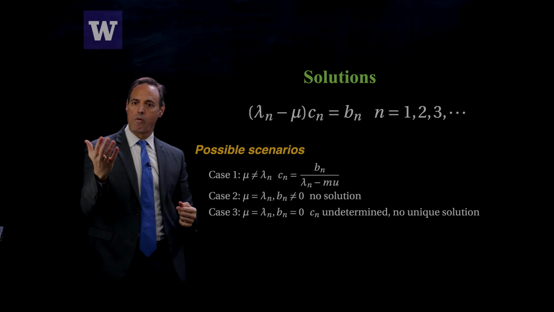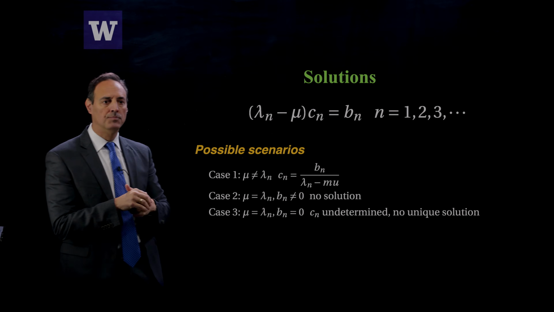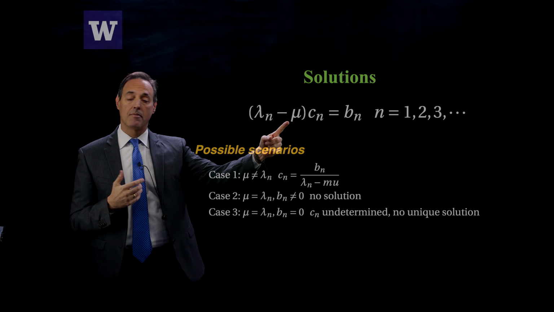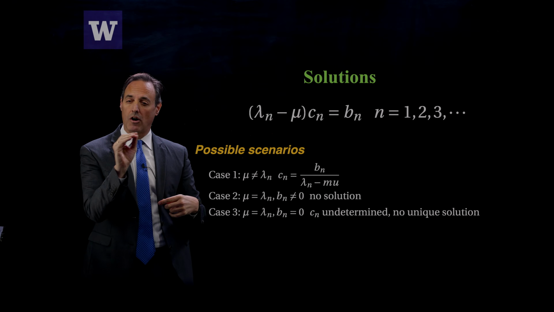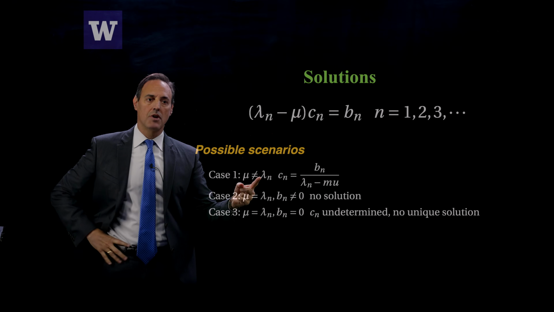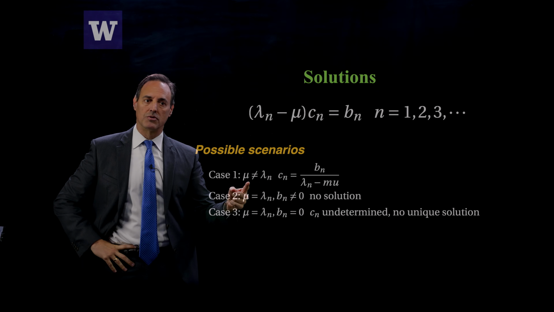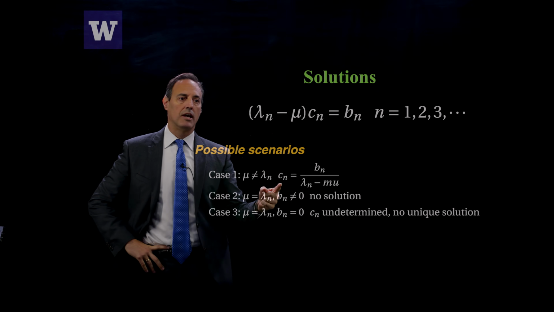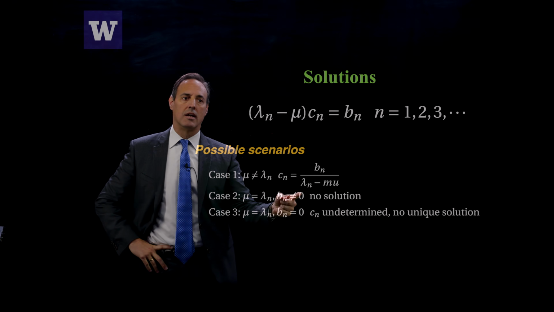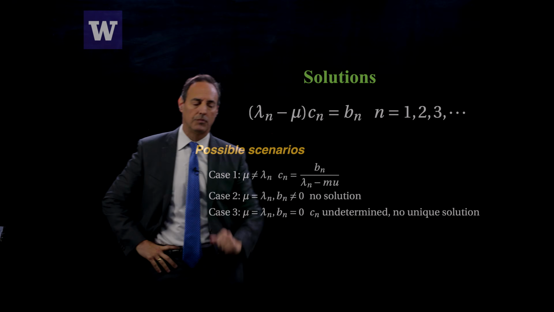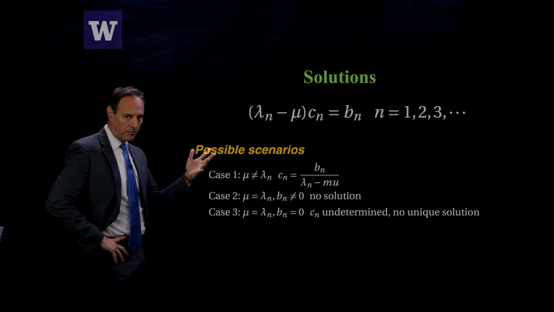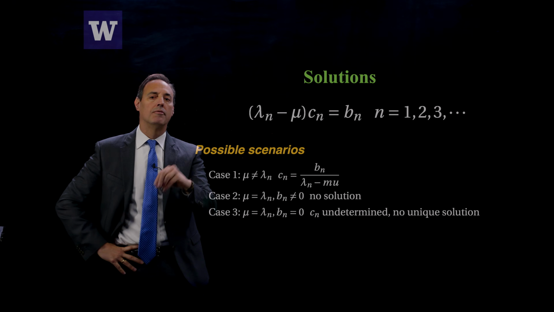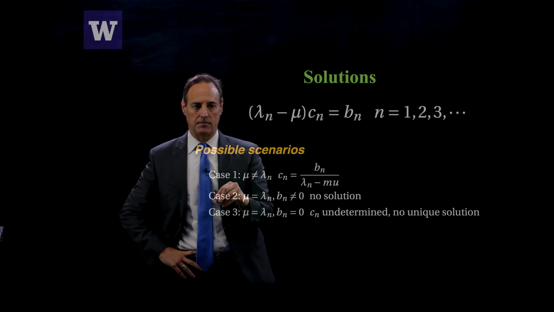Case number one, which is often the case: mu is not equal to an eigenvalue. Suppose this parameter mu, which was sitting in front of that r of x, u, is not an eigenvalue lambda n. Then it's trivial to solve. You just say c of n is b of n over lambda n minus mu. So then we just get a solution, a unique representation for each of the c of n.